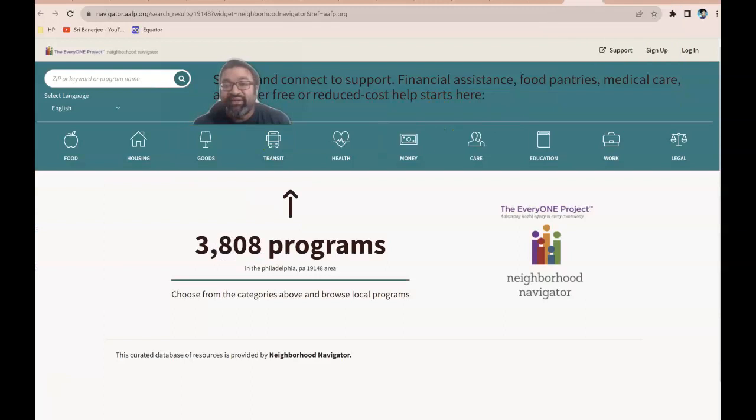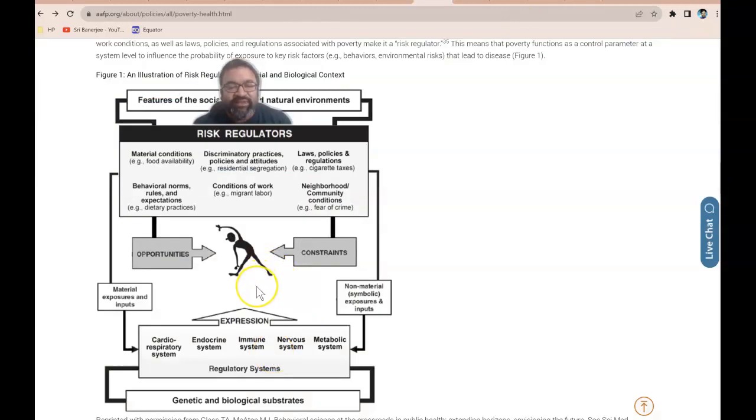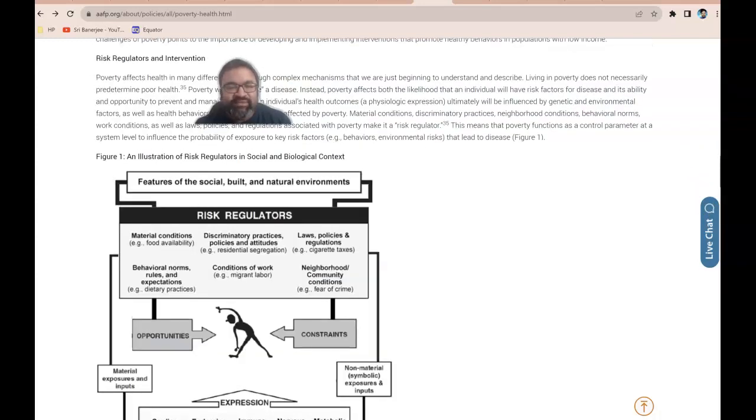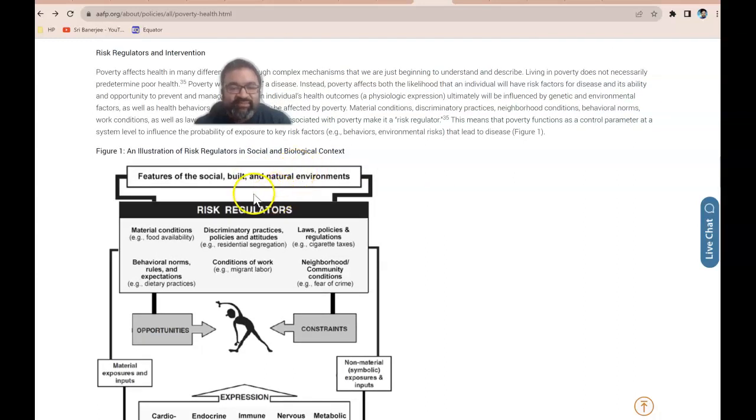So the final thing that I want you to look at is this diagram, and this goes into the risk regulators. The first thing that I want you to look at is features of social, built, and natural environments. So the risk regulators of the built environment are material conditions like food availability, behavioral norms, rules, and expectations like dietary practices, discriminatory practices, policies, and attitudes like residential segregation, conditions of work, migrant labor, laws, policies, and regulations, cigarette taxes, and the neighborhood and community conditions, fear of crime. So these are constraints, and then there's opportunities here as well.